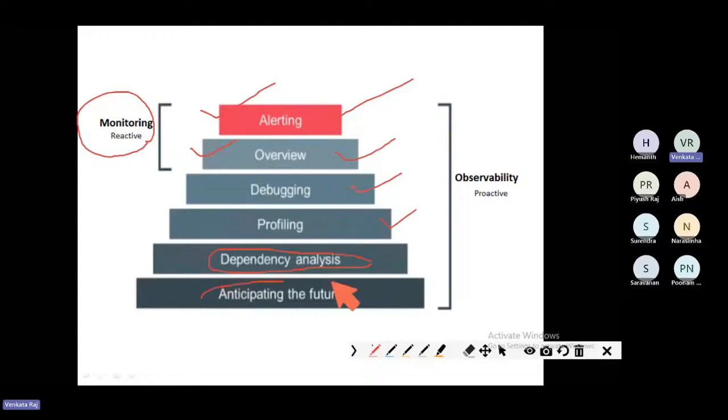Anticipating the future. That is why this is proactive, right? I'm trying to find out what could happen in the future, so I will be able to avoid issues in the future. Are you getting me? Clear, everyone? Yesterday, I think some of you were saying monitoring is proactive, observability is reactive. I don't remember who was saying, but that is not correct, guys. Monitoring is reactive, observability is proactive.